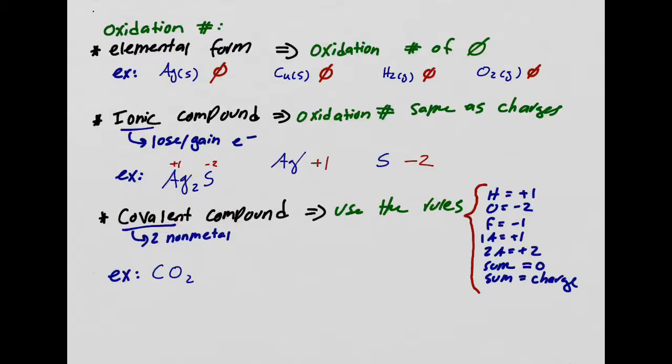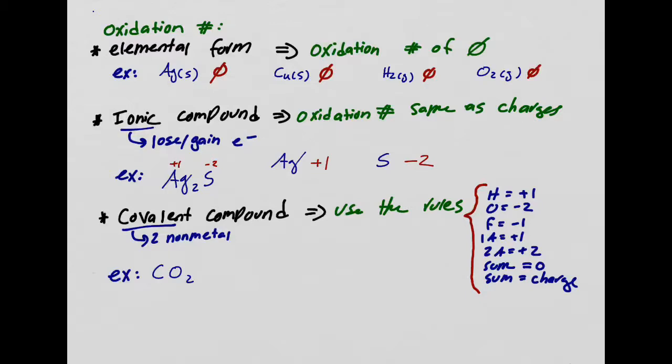Again, think about what a covalent compound is. When you have two non-metals together, that's when you have a covalent compound. If you have a metal and non-metal together, it's an ionic compound, you know what to do. You see two non-metals together, you say, okay, this is a covalent compound. Because it's two non-metals, there are no charges and no balancing of charges. So we can't just say the charges are the same thing as oxidation number. We have to use the rules that I've given you. The rules were hydrogen is always +1, oxygen -2, fluorine -1, 1A group +1, 2A group +2. You set the sum equal to 0 or to the ionic charge, and then you figure out the oxidation number.